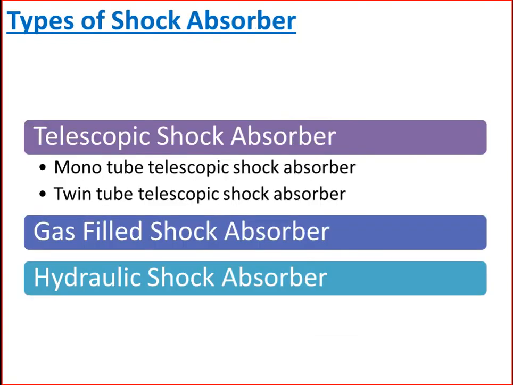So, shock absorbers can be divided into three types. First is the telescopic shock absorber, which is further divided into two types. First one is the monotube telescopic shock absorber and the twin tube telescopic shock absorber. Then, the gas filled shock absorber and the hydraulic shock absorber. So these are the types of shock absorbers. We will see each one in detail.